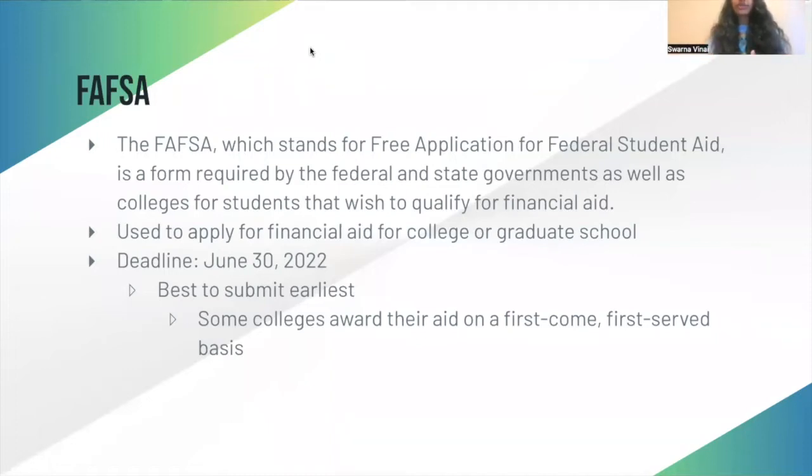So you have to submit this by June 30th, and the deadline for this year already ended, but next year's application opening is going to be in just about a week, I believe. So it's really important that you start doing that application as soon as possible because a lot of colleges have a first come first serve basis. So if you want to have the biggest chance of getting that aid from that college, you should try and apply as early as possible.